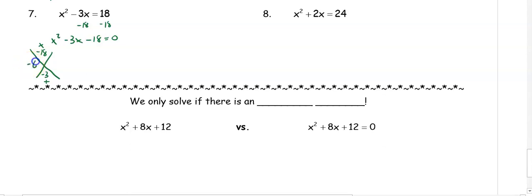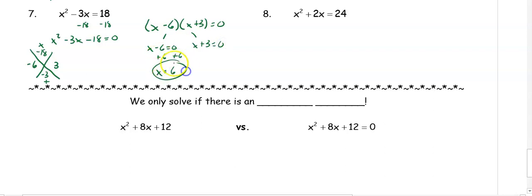So we are going to use negative 6 and positive 3. So x minus 6 and x plus 3 equals 0. Each part gets set equal to 0. x minus 6 equals 0. x plus 3 equals 0. We can add 6 on both sides, so x equals 6. And when we subtract 3 on both sides, x equals negative 3.